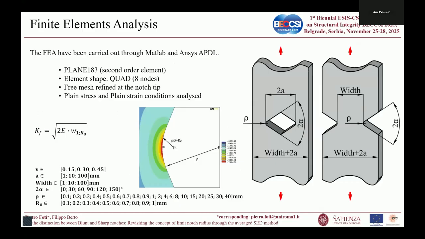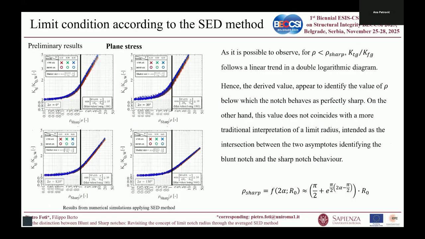We have done some simulation and we have estimated the fatigue strength reduction factor according to the method through this equation here. By doing all this simulation and plotting the results in terms of the ratio between the stress concentration factor and the estimated value of the fatigue strength reduction factor versus the ratio between the sharp radius and the actual radius considered in the simulation, we have obtained this trend here.